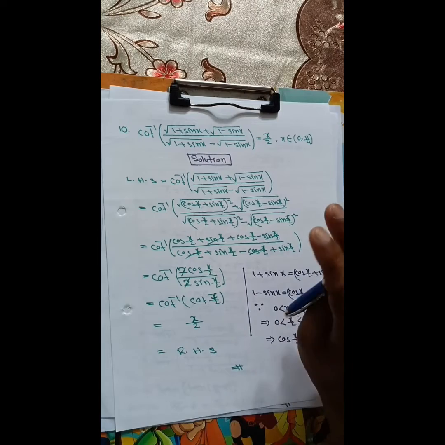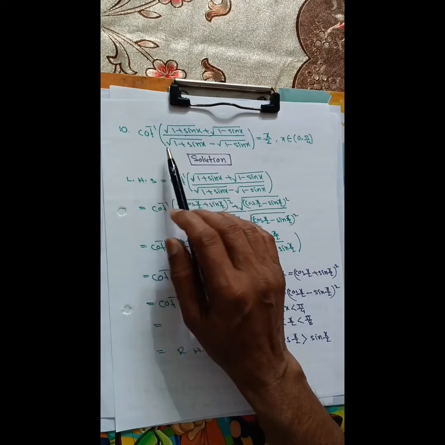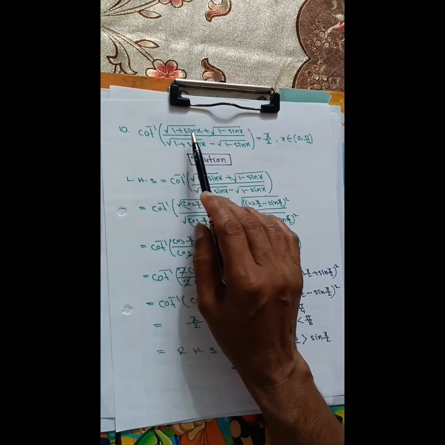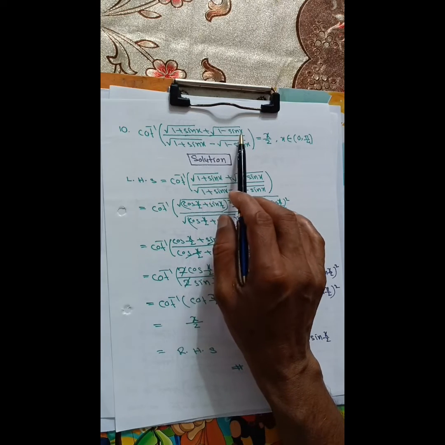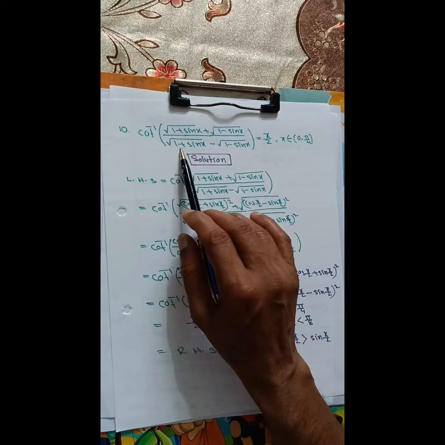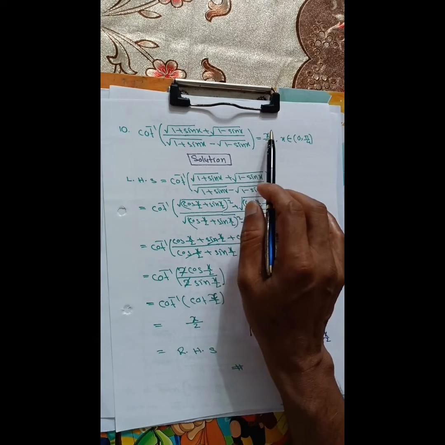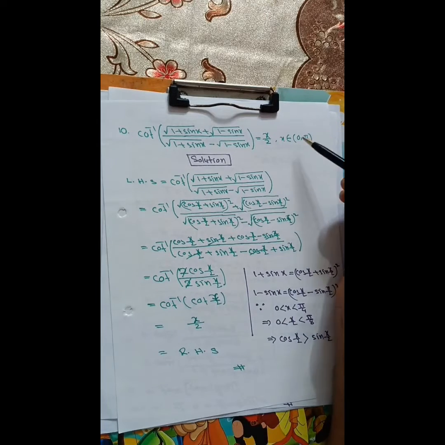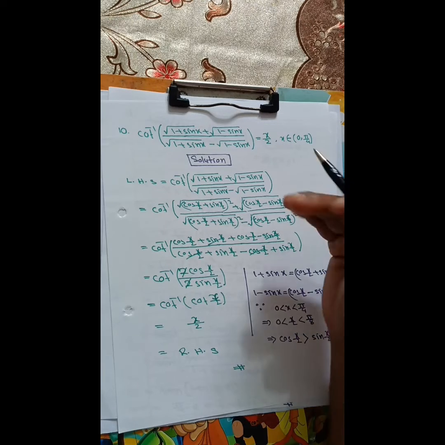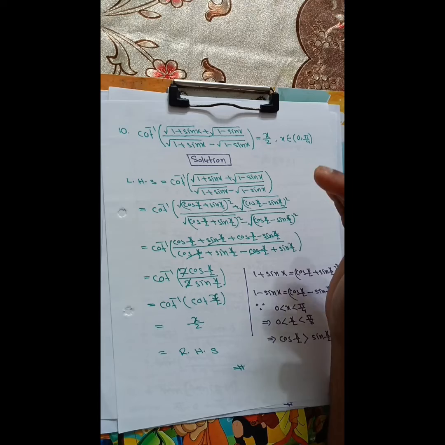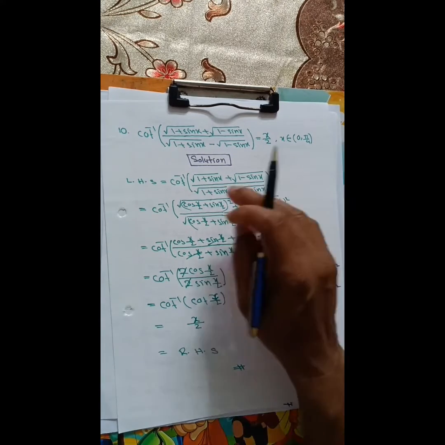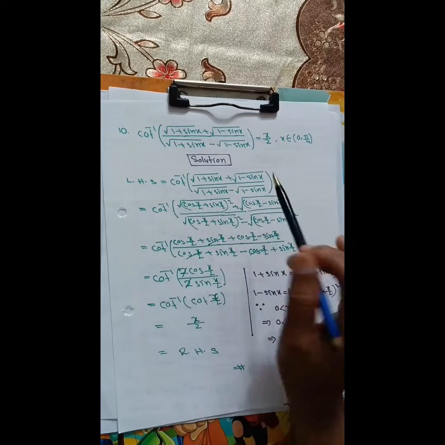What is in question 10? It is cot inverse of (root of 1 plus sin x plus root of 1 minus sin x) divided by (root of 1 plus sin x minus root of 1 minus sin x) is equal to x by 2, where x lies between 0 and pi, excluding the values 0 and pi. For the solution, what will we do? We have to take the left hand side, and we write the problem again.